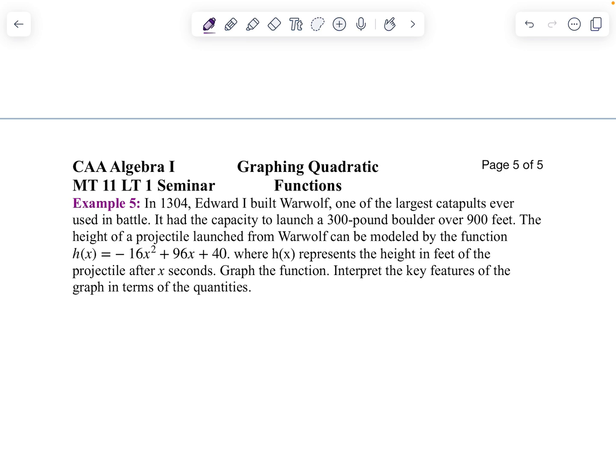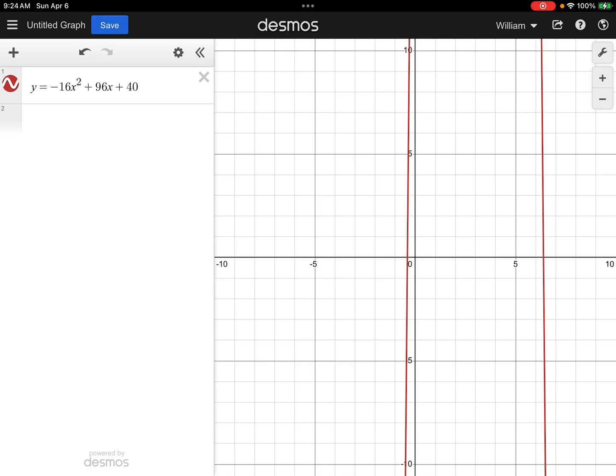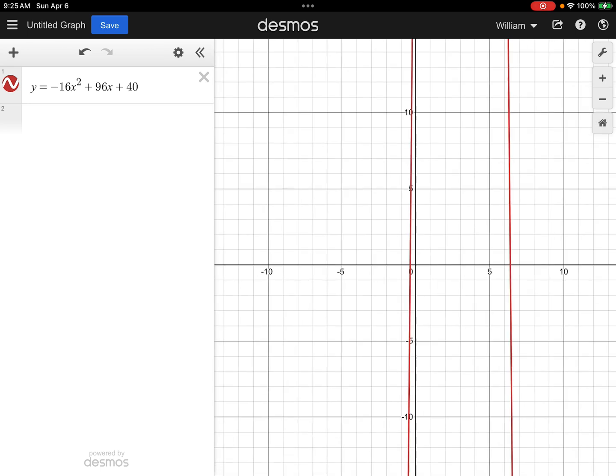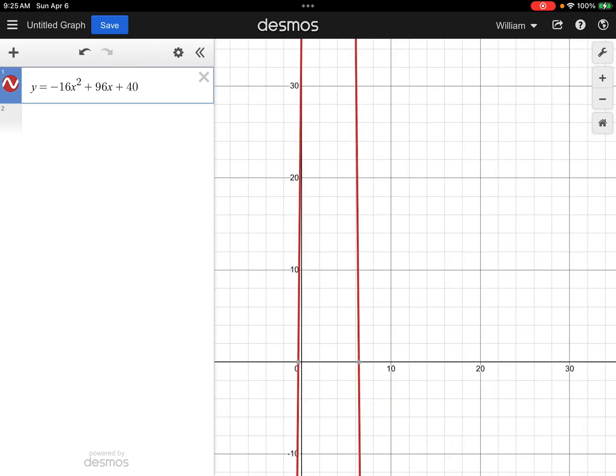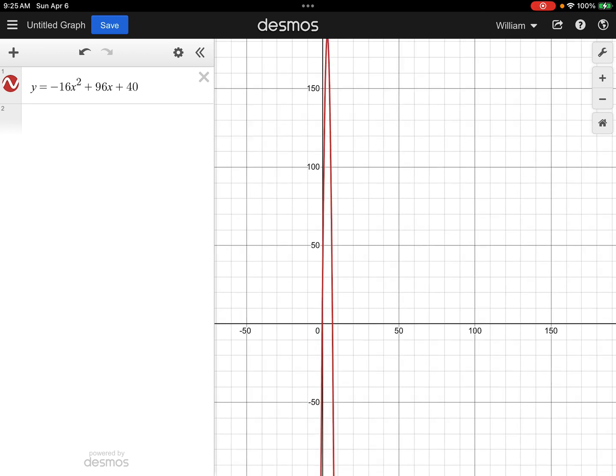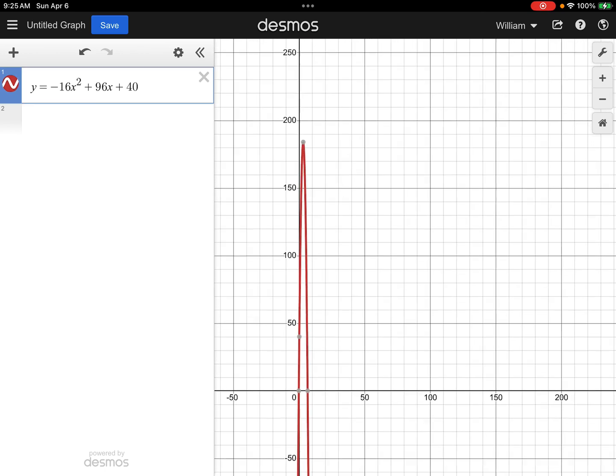But here's what we're going to do. We're going to graph this one. So I think I already put this in Desmos to save us some time. Negative 16x squared plus 96x plus 40, make sure you use y and x. The first thing you notice is, hey, that doesn't look like a parabola. It looks like two vertical lines, doesn't it? That's because it's at least starting 40 feet in the air. So I could either use my axis of symmetry formula, or I could just shrink it in until I can find that vertex.